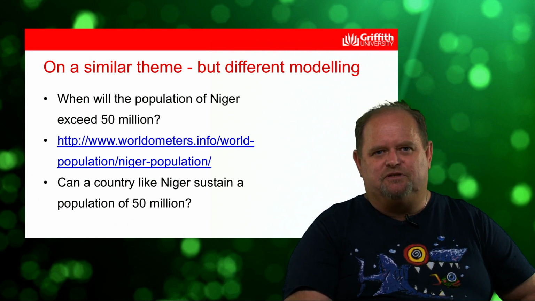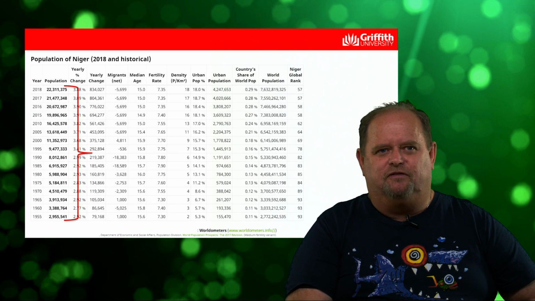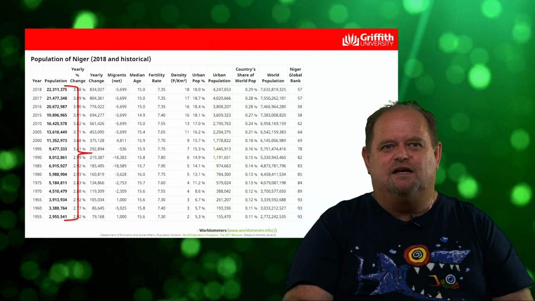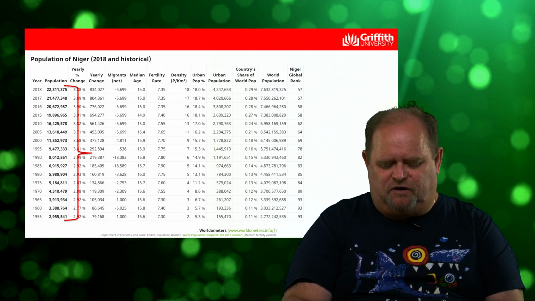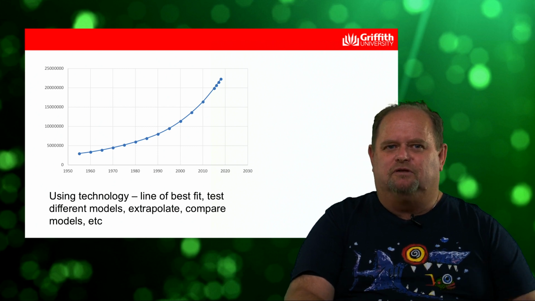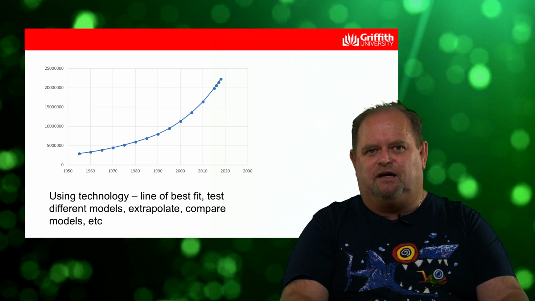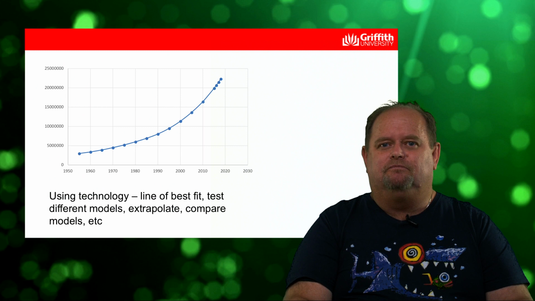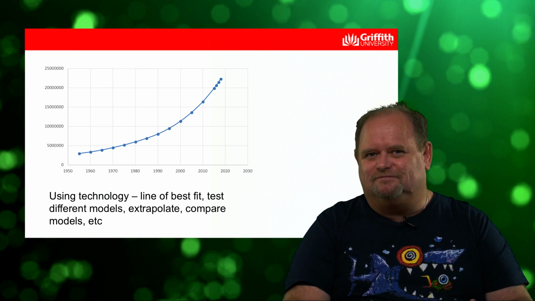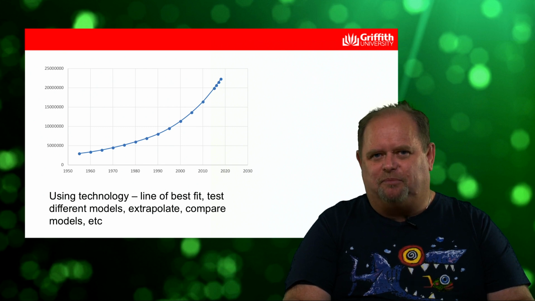There's a little website there for you to have a look. Here's the data I've got here. There's a stack of stuff there. But I have a look at the data of what's happening to the population since 1965. And that's what it looks like to me. Now I can use technology to find a line of best fit. What would it look like? What's the equation? What's our R-squared value? And then I can extrapolate up to 50 million.